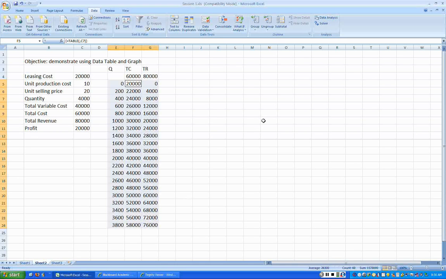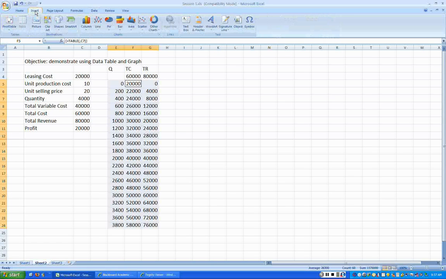Okay. Now you'll see that it's slightly shaded and there is a very thin white column that separates quantity from the two corresponding output variables right here. Okay, go click on insert. Now here you get different kinds of graphs. The one that is suitable for us is for various quantities, what are the corresponding total cost and total revenue.